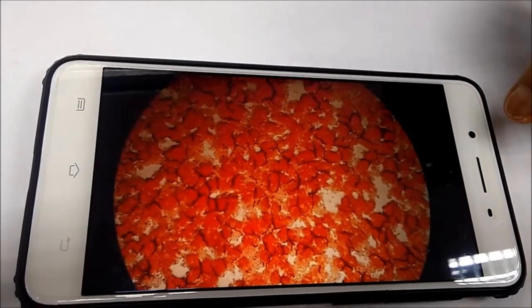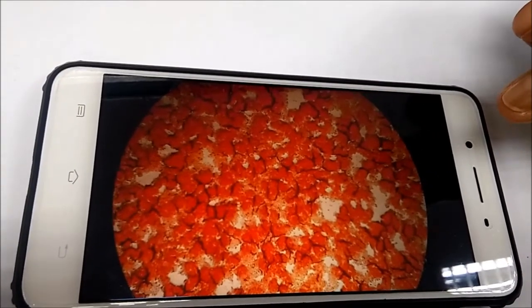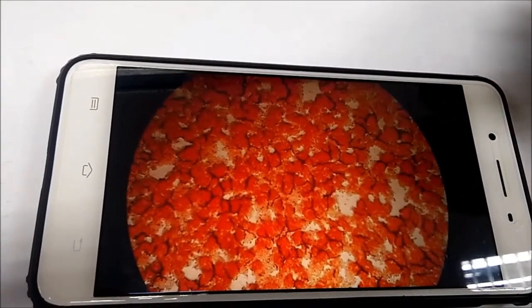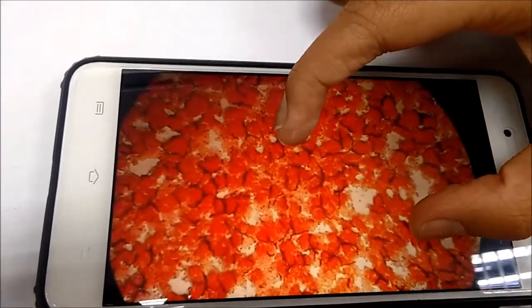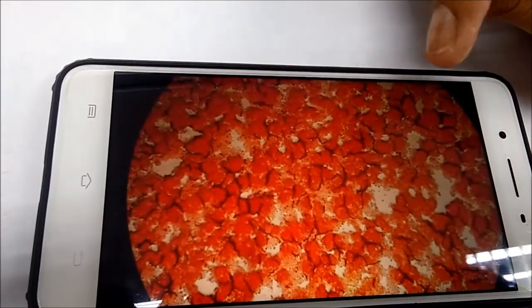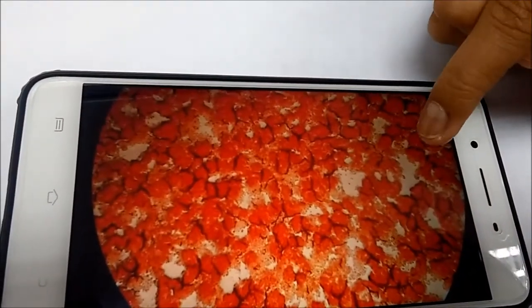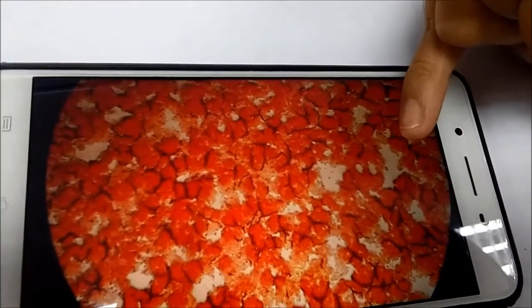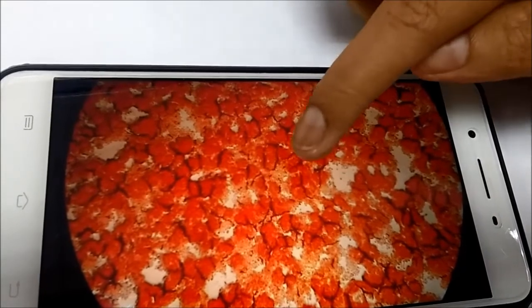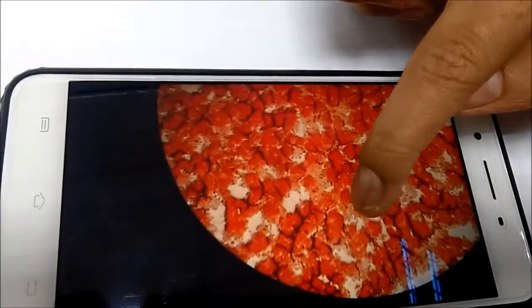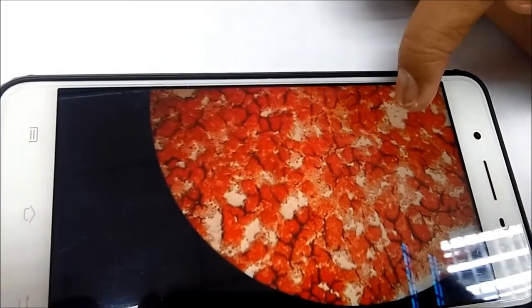And this is the real blood smear that we had done for our real blood. We can see the structure is quite real and it looks nice. So the tiny parts here are the platelets. This is the red blood cell, and this is the lymphocyte.